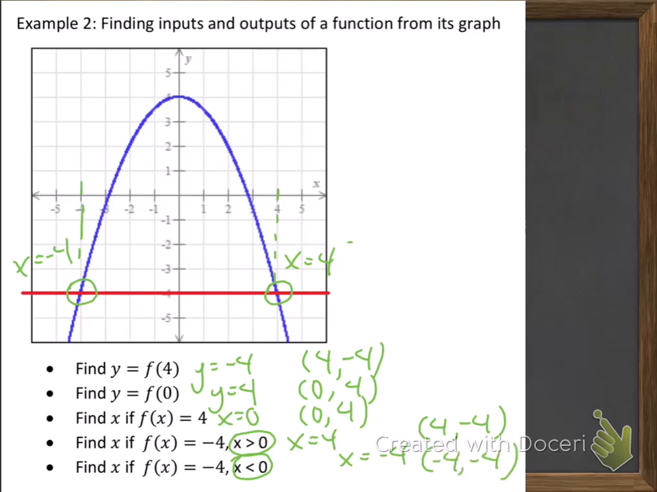And again, just go back to your graph. Think about what is the ordered pair associated with this point. Well, x equals -4, y equals -4. That's the ordered pair. What is the ordered pair associated with this point? Well, it's x equals +4, y equals -4.